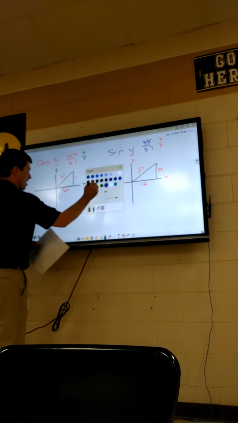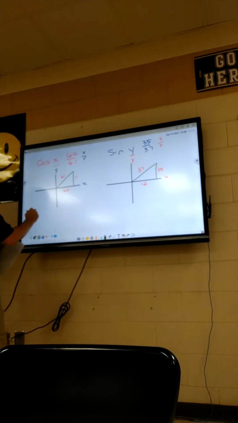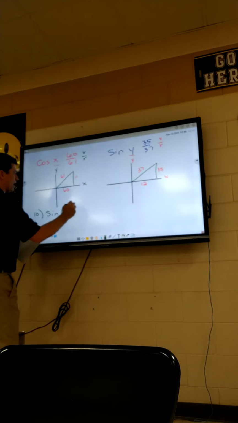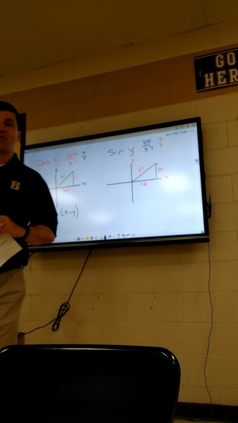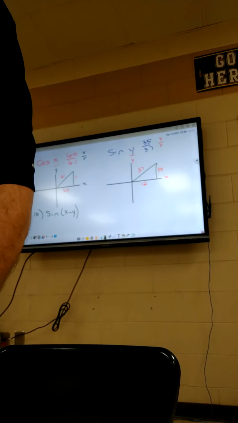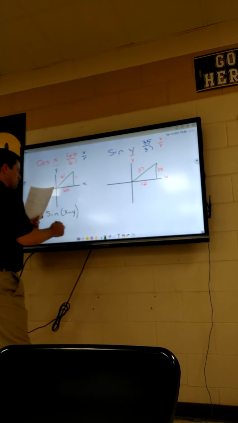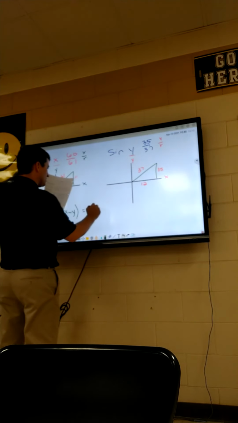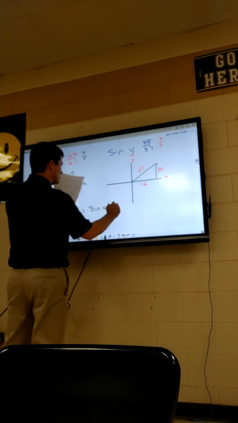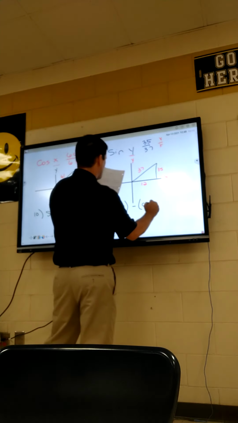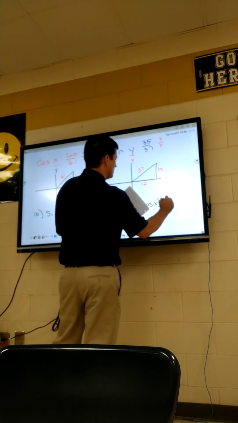All right, next problem. Number 10. It says sine of x minus y. Y'all got to find that formula on the front of your formula sheet for sine of x minus y, and we got to copy it down. All right, here it is. Y'all can just watch me write it if you want to. It says sine of x cosine of y minus cosine of x sine of y.